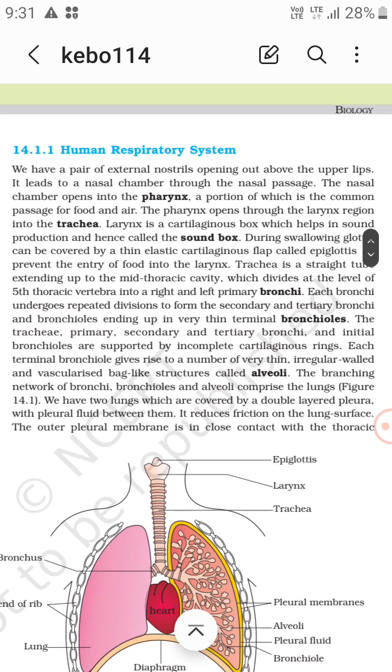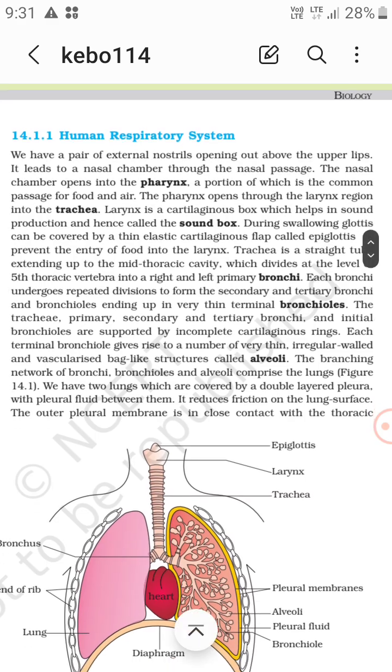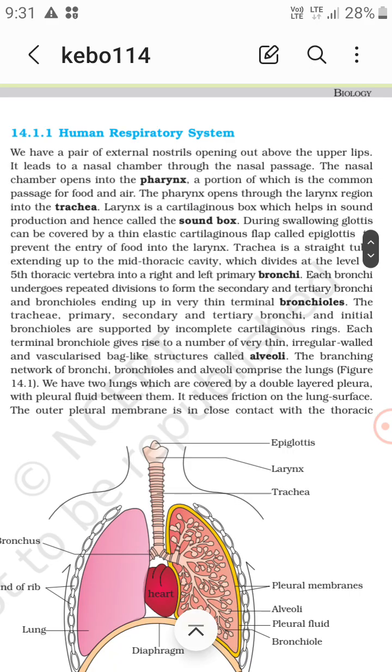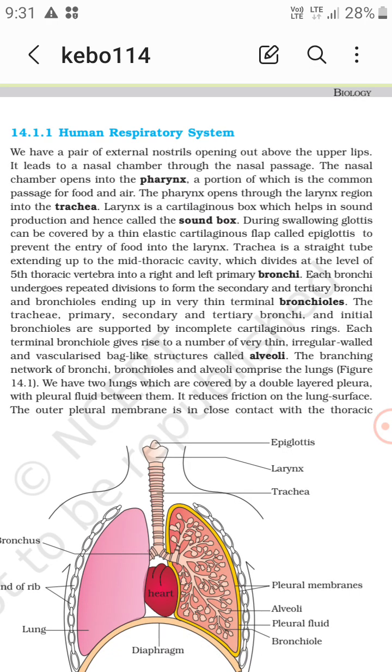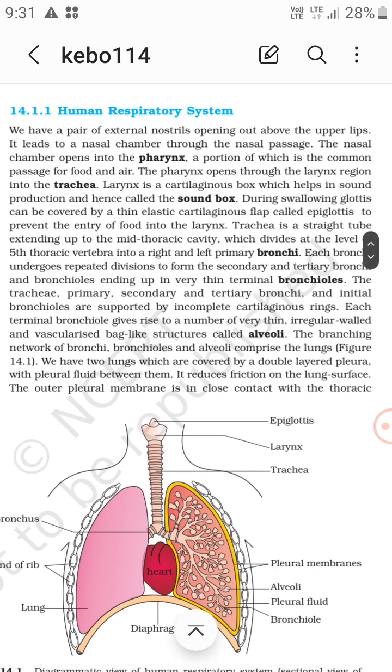Now each terminal bronchiole gives rise to a number of thin, irregular-walled and vascularized bag-like structures called alveoli. The branching network of bronchi, bronchioles and alveoli comprises the lungs, not the trachea. Now we have two lungs which are covered by a double-layered pleura with pleural fluid between them.